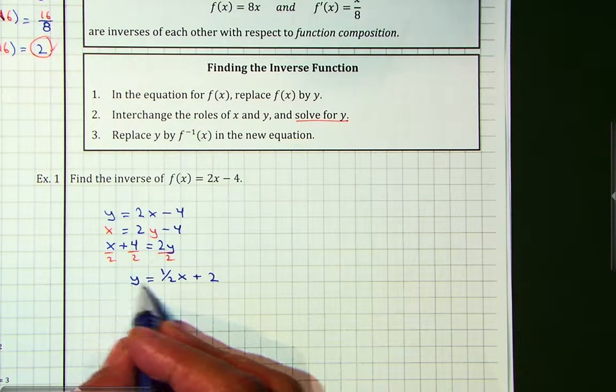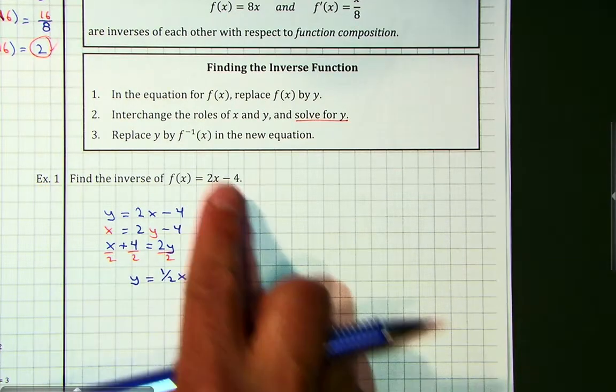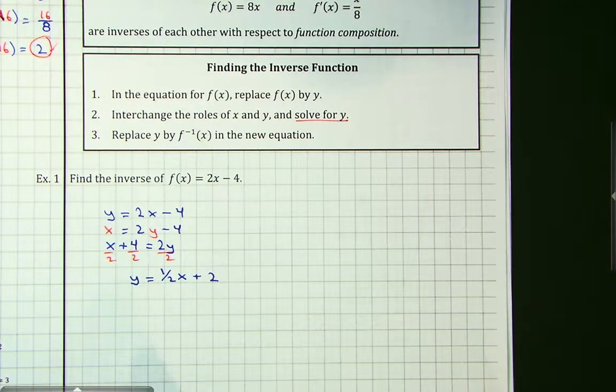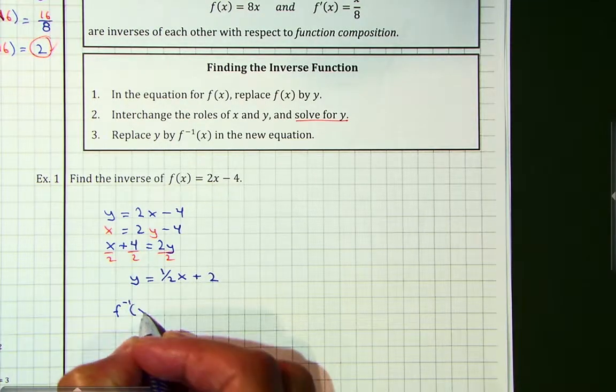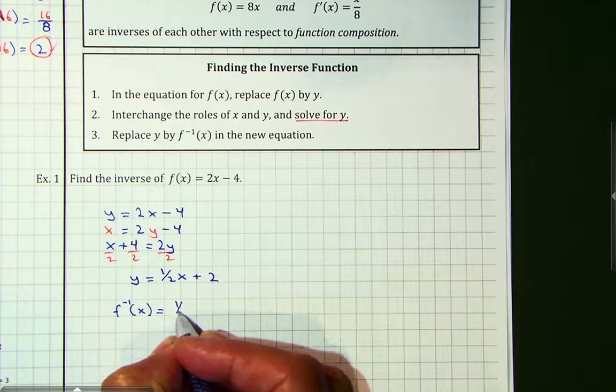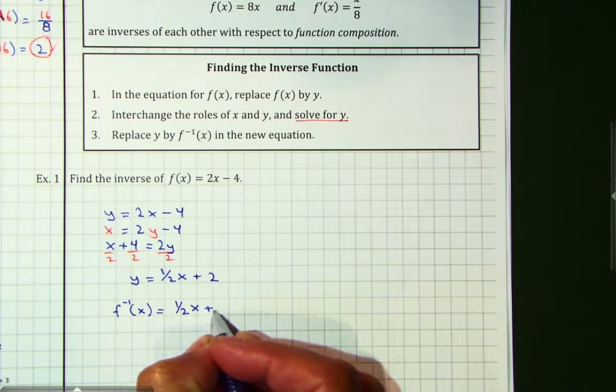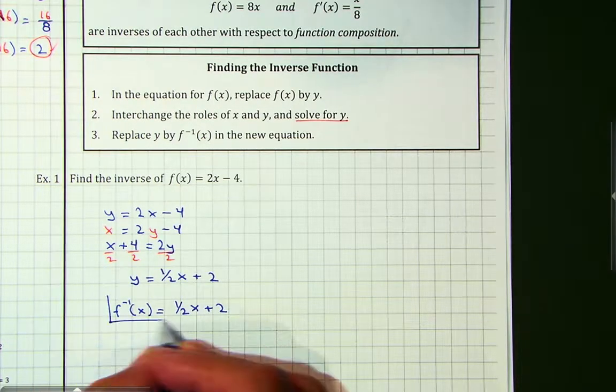Now this is the inverse, but we want to make sure that we replace the y with the inverse function or the inverse notation. And on your homework, I do expect to see the notation as part of your answer.